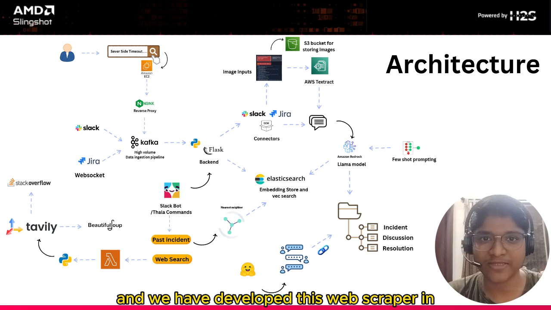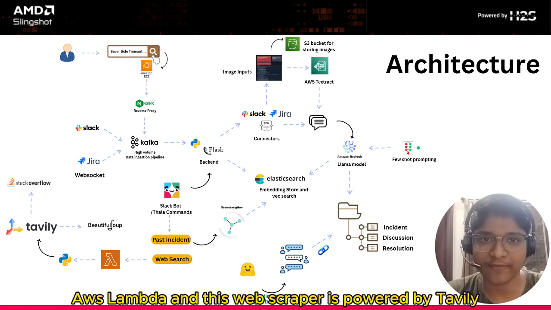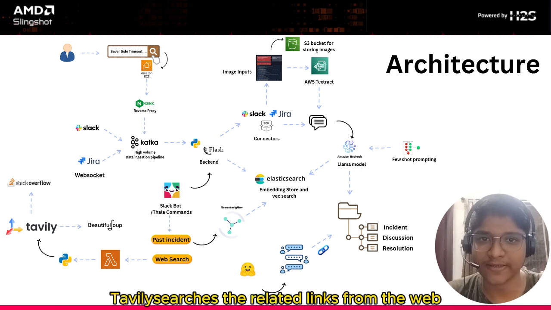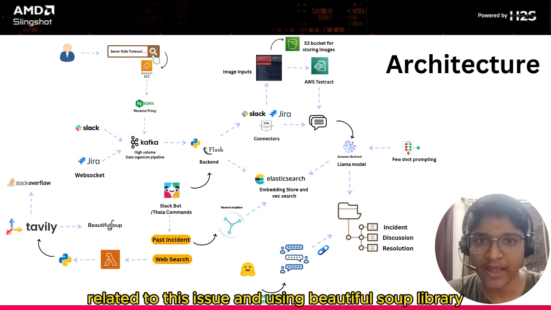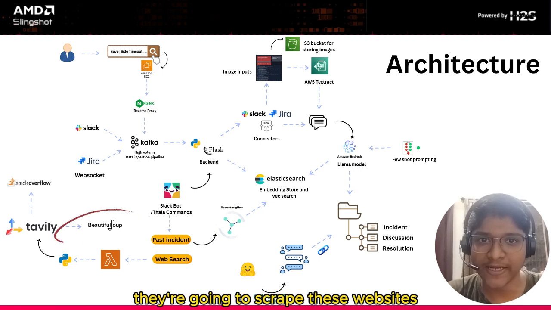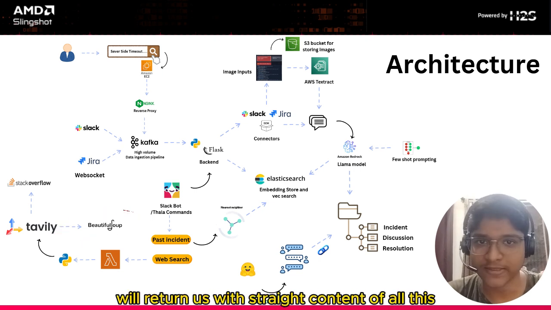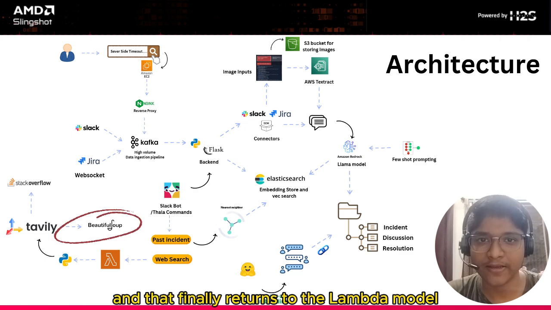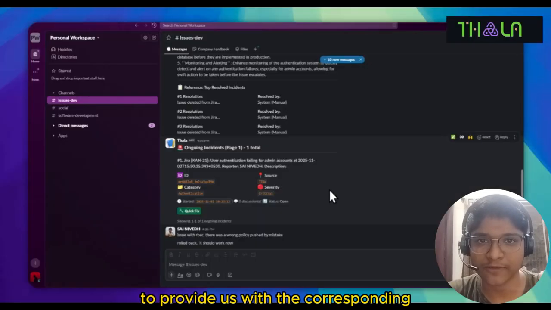And we have deployed this web scraper in AWS Lambda. And this web scraper is powered by Tavily. So once we provide the corresponding description, Tavily searches for the related links from the web related to this issue. And using the Beautiful Soup library, we are going to scrape these websites. And finally, the Lambda function will return us the scraped content of all the solutions related to this corresponding issue. And that finally returns to the Llama model, which is hosted on Bedrock, to provide us with the corresponding result.